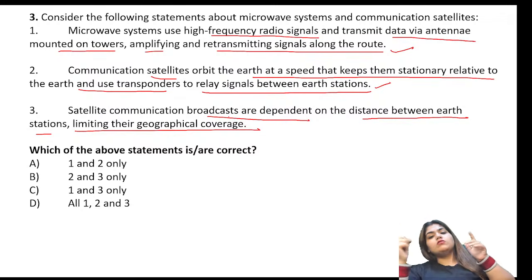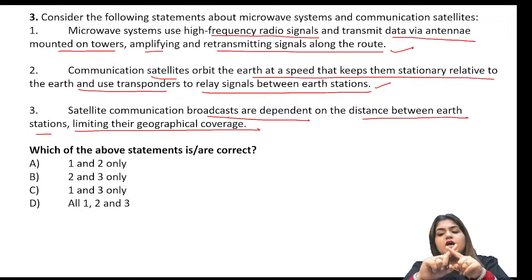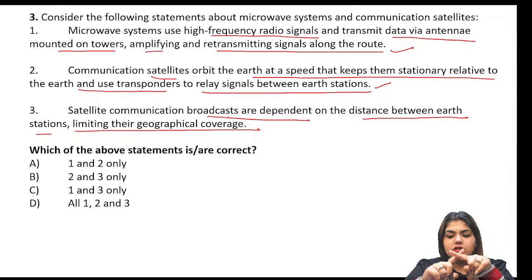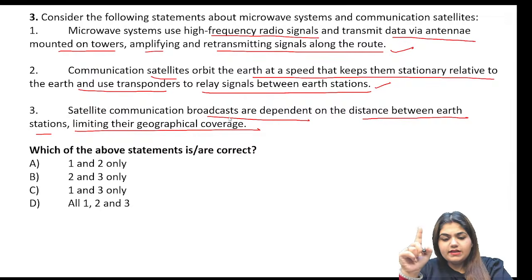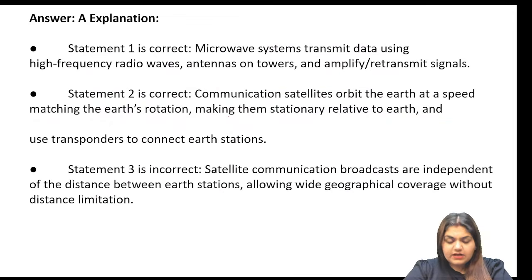Satellites are throughout the Earth. There is no geographical limitation. Okay? There is no geographical limitation. Statement number 3 is incorrect. That will give us A again as the correct answer.